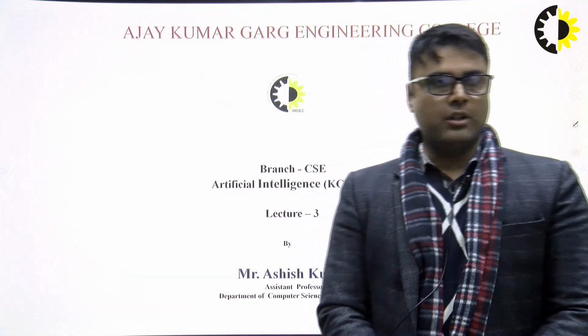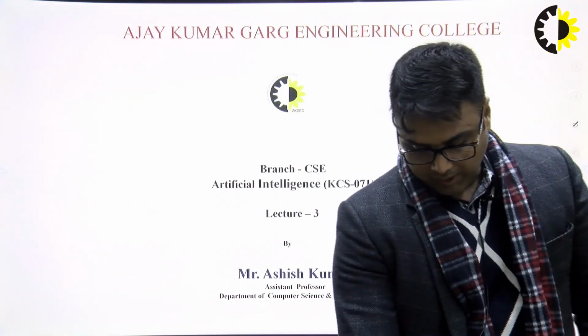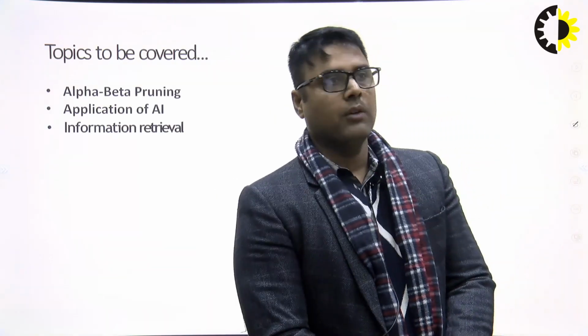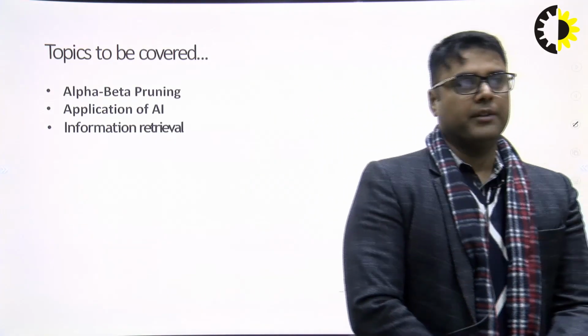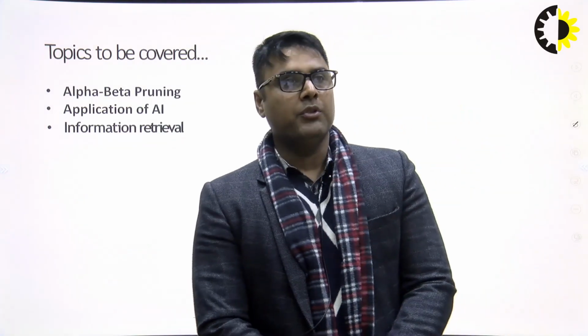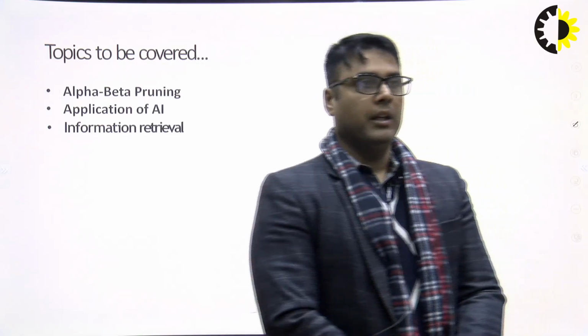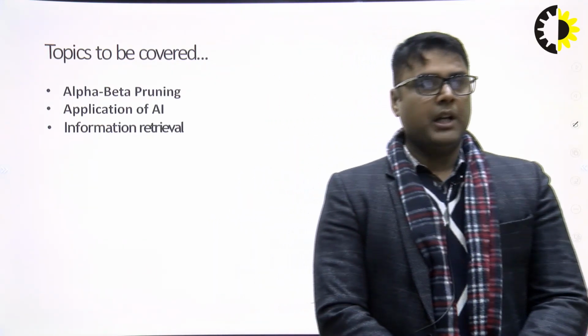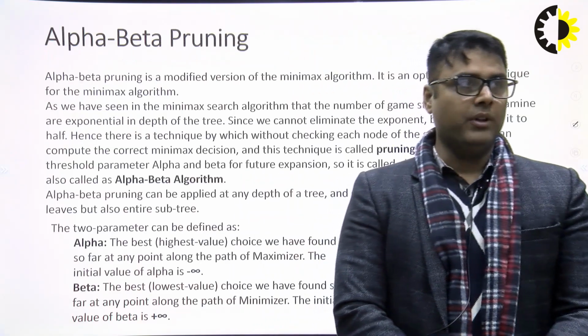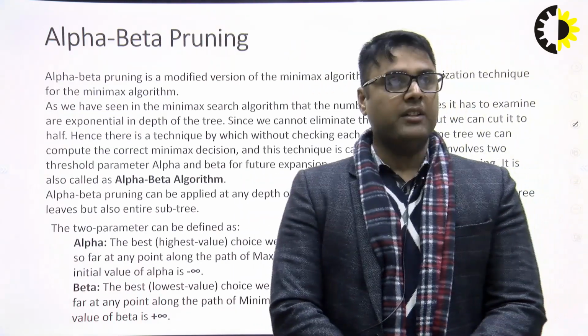It is my lecture 3, and in this lecture I have to discuss alpha beta pruning and applications of AI and information retrieval. Alpha beta pruning is important for examination purposes, because every time in the university examination a 10 marks question is asked about it. So first, what is alpha beta pruning?